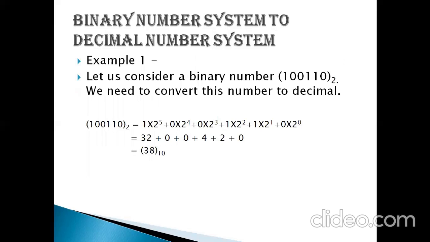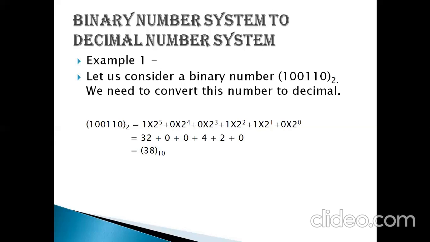Binary number system to decimal number system. Now let us go through some examples to understand how to convert binary number system to decimal number system. So here we have one example 100110 and the base is 2. So this is a binary number. We need to convert it into decimal number. So as we know, the position of the LSB is 0 and the position of MSB here is 5. So what we need to do is we need to take the MSB and multiply it with 2 to the power 5. Why 2? Because 2 is the base of binary number. And why 5? Because 5 is the position of the MSB.